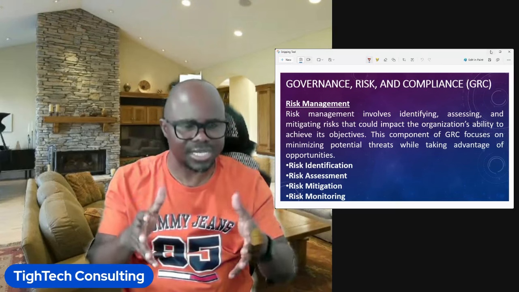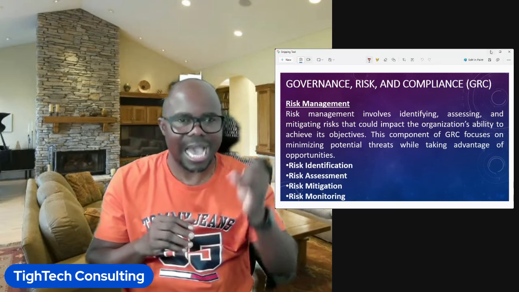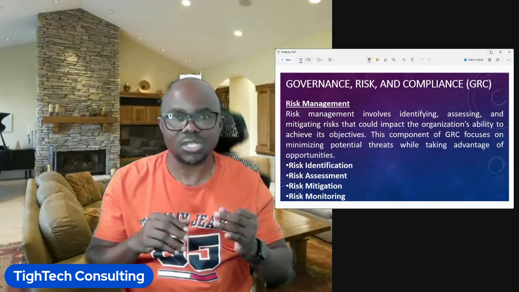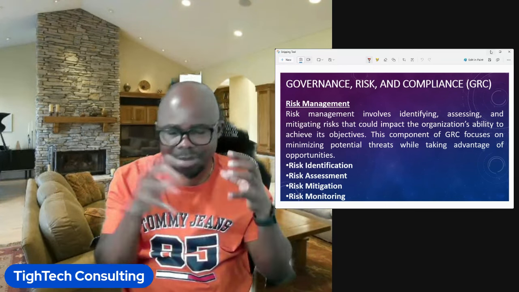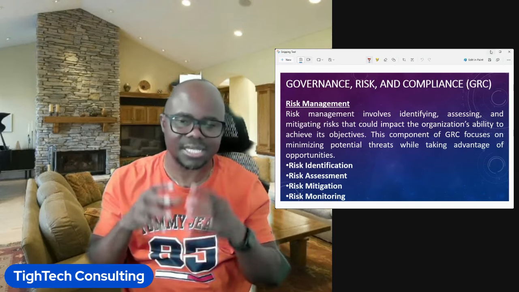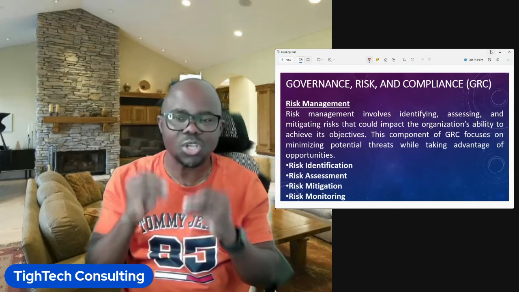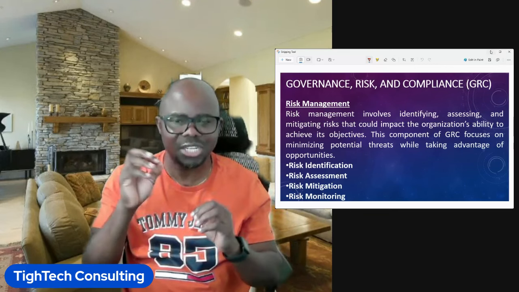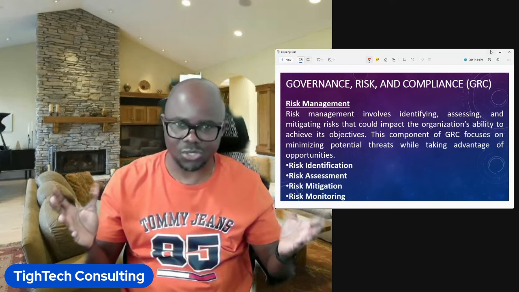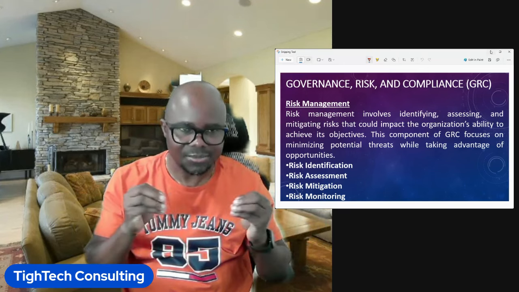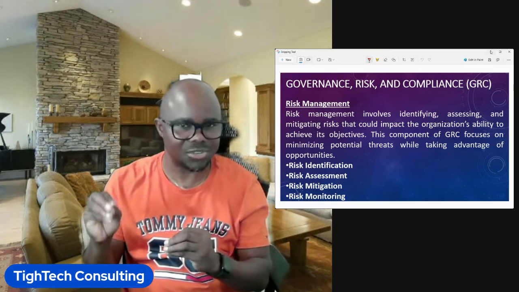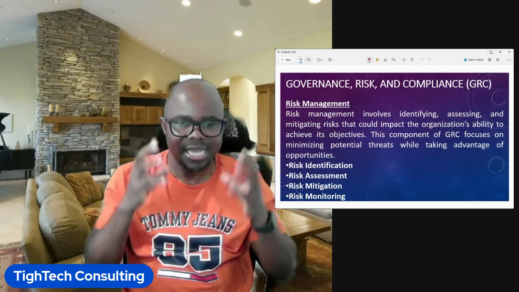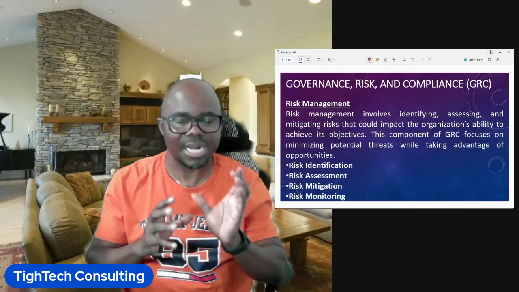Now, when it comes to risk management, it deals with identifying risk, assessing risk, and mitigating risk that may impact organizations from achieving their set objectives. So this component of GRC focuses on minimizing potential threats while taking advantage of opportunities. Under risk management, there are four different components.